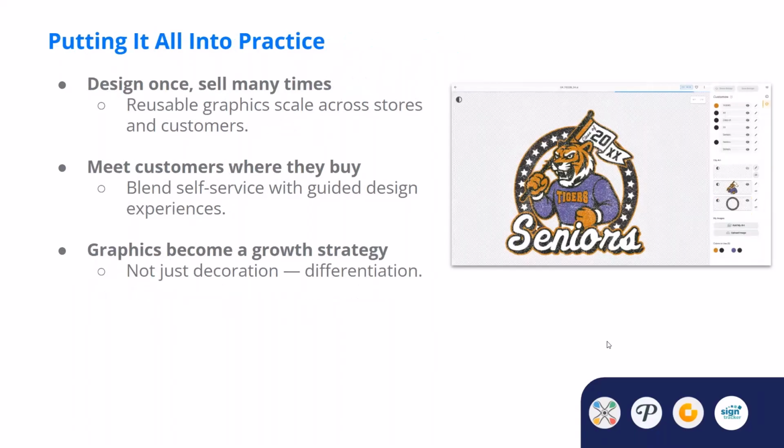So putting it all into practice, design once, sell many times. If you do it right, you can take this senior's design, it has tigers in it, you put a different mascot, rinse and repeat, you're done. It's just a program. And that's exactly what we did with our decorated apparel business. We just had these stock graphics and we changed out the names and the colors and the mascots and the crests, and boom, you're done. Super fast, super easy.